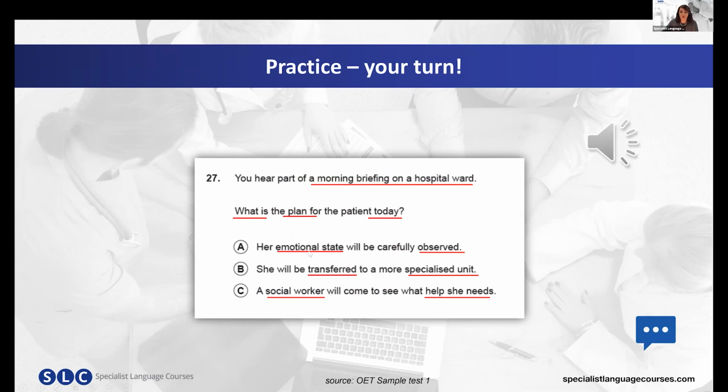A, her emotional state will be observed. B, she'll be transferred to a specialized unit. Or C, a social worker will come to see her. Now, remember, everything is about today. So let's listen, and then at the end, put your answer 27, A, B, or C.